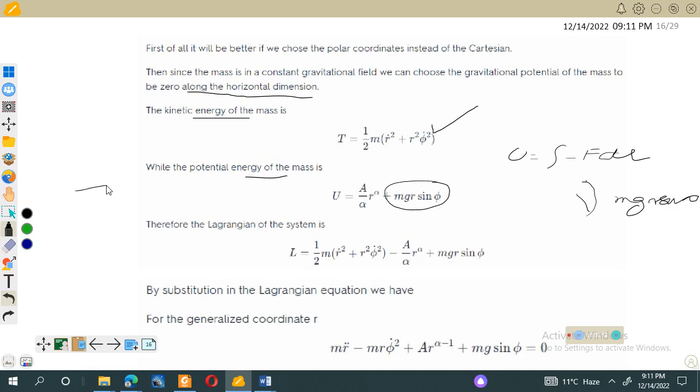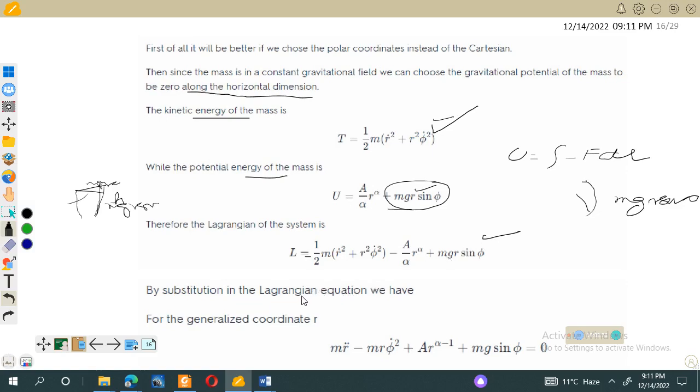When the body is at some height, one component will be mgr sine of theta and the other will be mgr cos of theta, because the vertical component is mgr sine of phi. Therefore the vertical height affects the potential energy, mgr sine of phi. The Lagrangian is equal to T minus U, where T is m over 2 times (r dot square plus r square phi dot square), minus the potential energy.